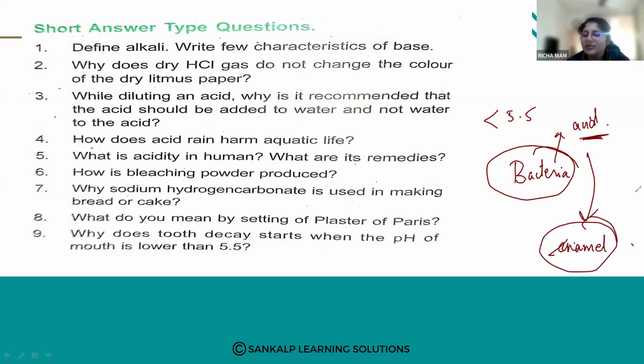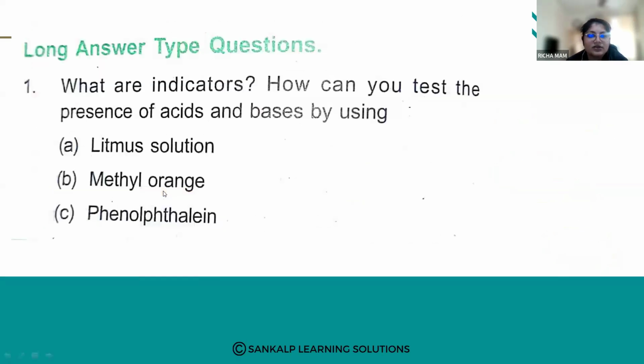So whatever bacteria are present in the mouth produce the acid by degrading whatever sugar or food particles are left in your mouth. After that, the enamel, your teeth's white covering, gets harmed, and decaying of the tooth will start. So this is the answer for that.